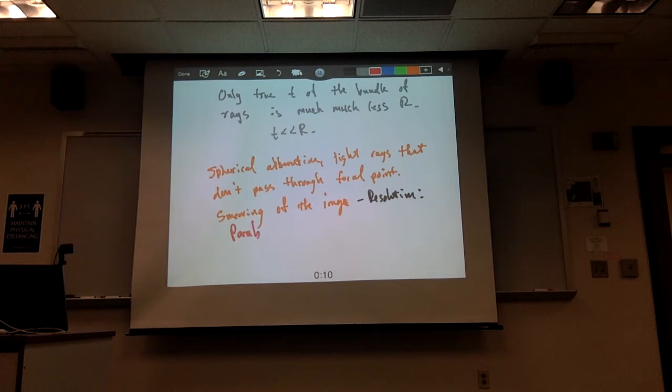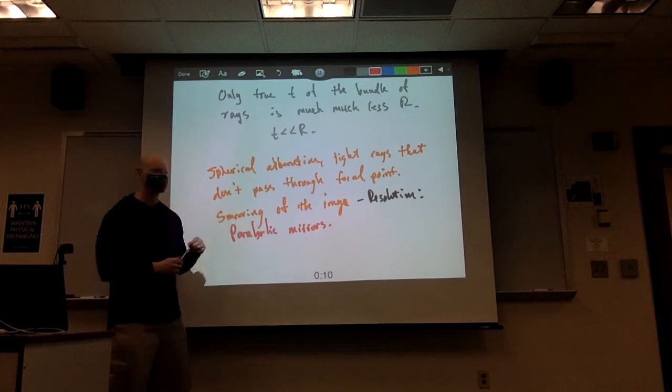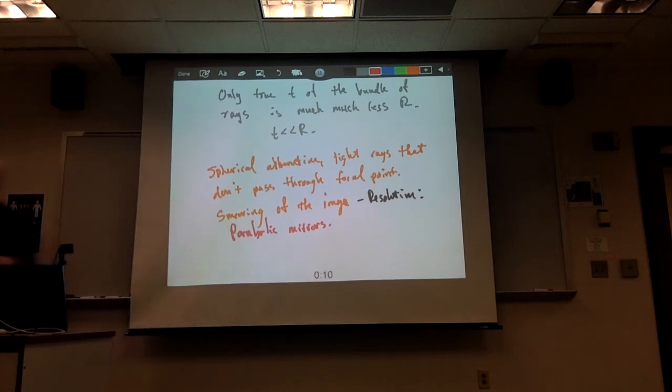Parabolic mirrors. That's about as far as I'm going to go with that. Again, I just want to make sure that you know this thing actually occurs. There are ways to get around this, but we're not going to talk about parabolic mirrors or anything like that.